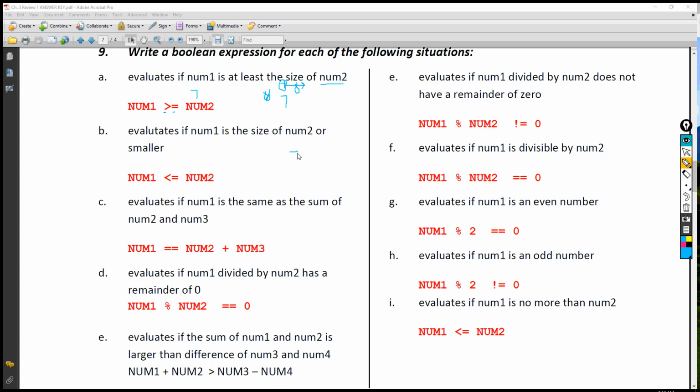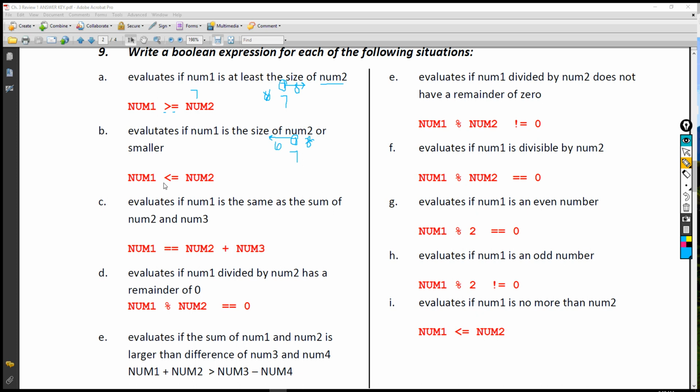So let's pick another num2. Let's say num2 is 7. Okay, so is 6 the size of num2 or smaller? Well, it is. It's smaller, so that's good. How about 7? You take the border or the boundary line. Is 7 the size of 7? Yes, or smaller. It is. Now 8. Is 8 the size of num2 or smaller? No. So that means it's got to be 7 or less.